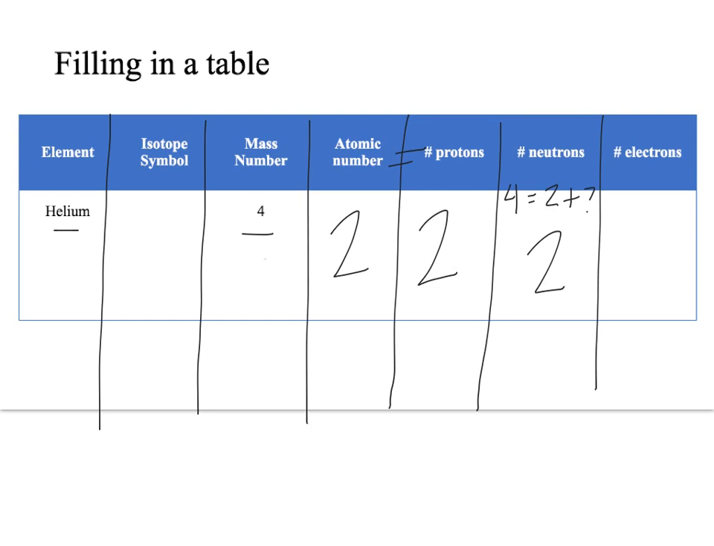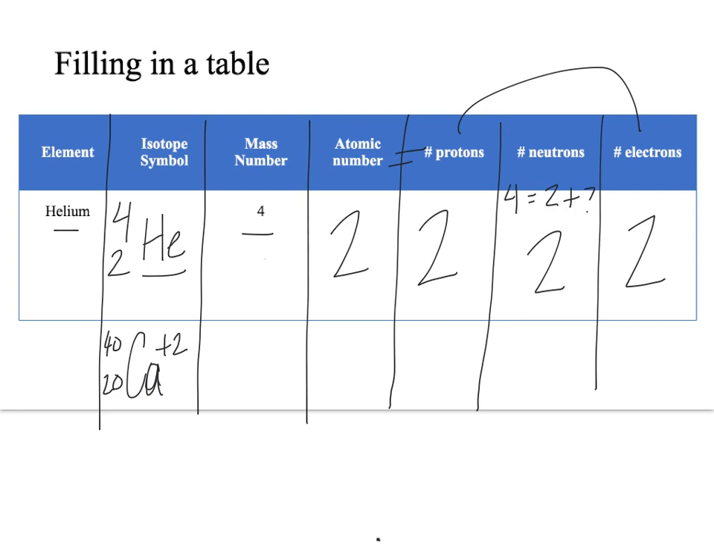Okay, and then the last one, electrons here. Electrons, for the most part, are going to match your number of protons. So unless otherwise stated, electrons and protons will also match. I'm going to go over an example where they don't next. Lastly, we're going to put that all together and summarize that in our isotope symbol, where we put our mass of 4, our atomic number of 2, and then the symbol from the periodic table, He.